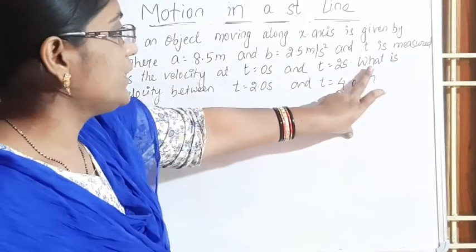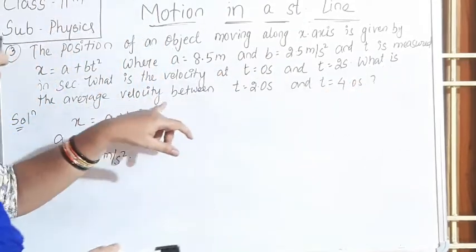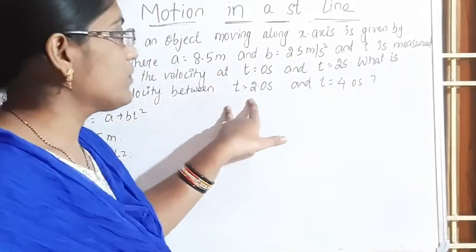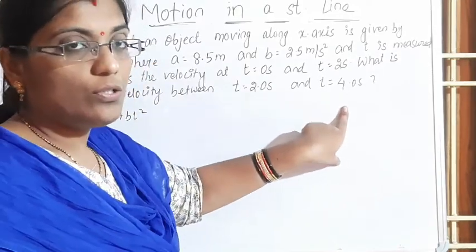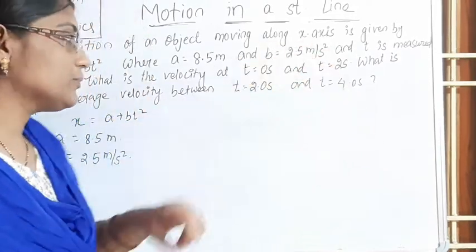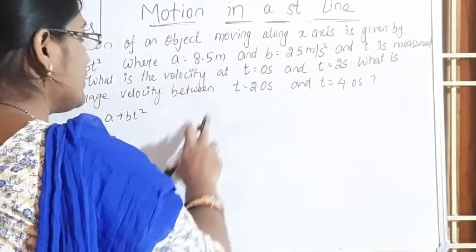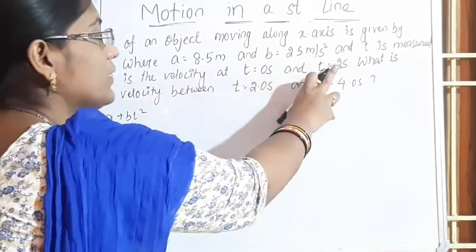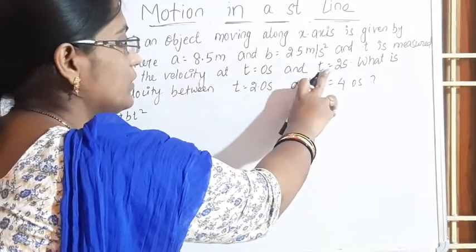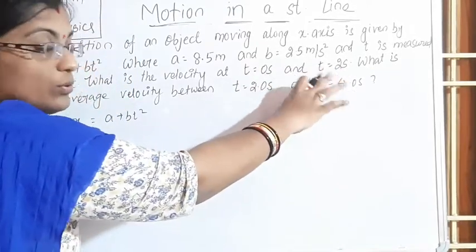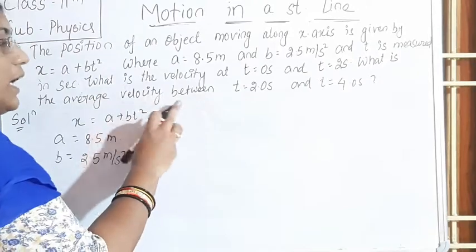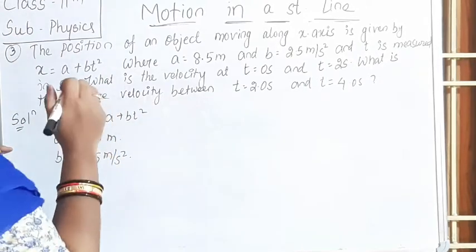Next question: what is the average velocity between t equal to 2.0 seconds and t equal to 4.0 seconds? First we will find the instantaneous velocity at t equal to 0 seconds, then the instantaneous velocity at t equal to 2 seconds. Then we will find the average velocity. Clear?